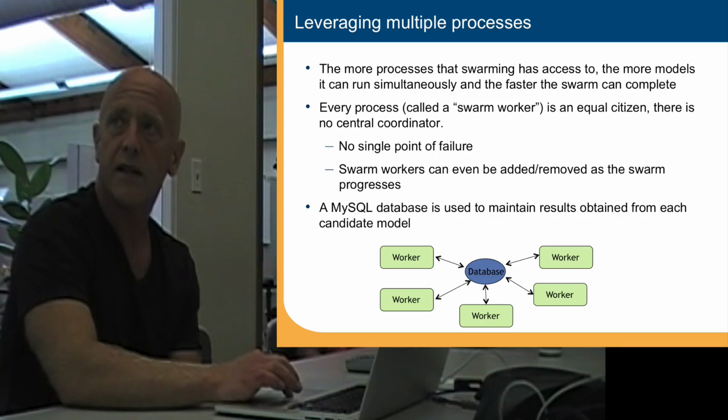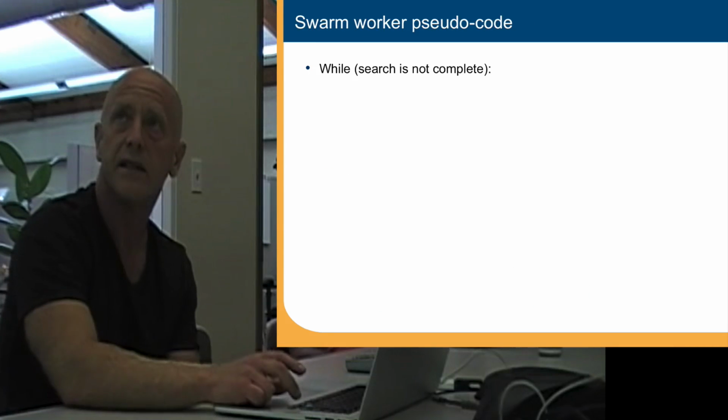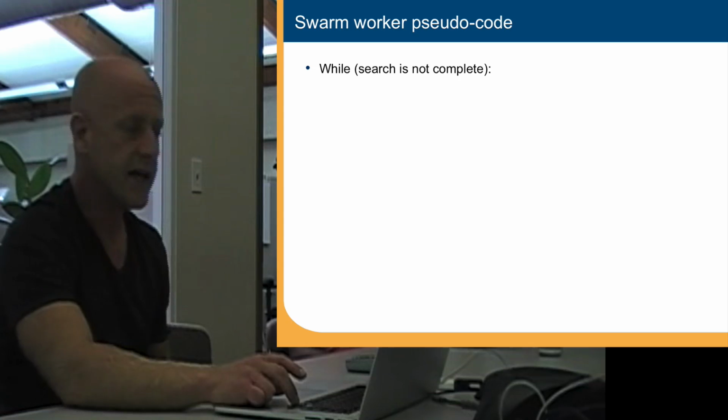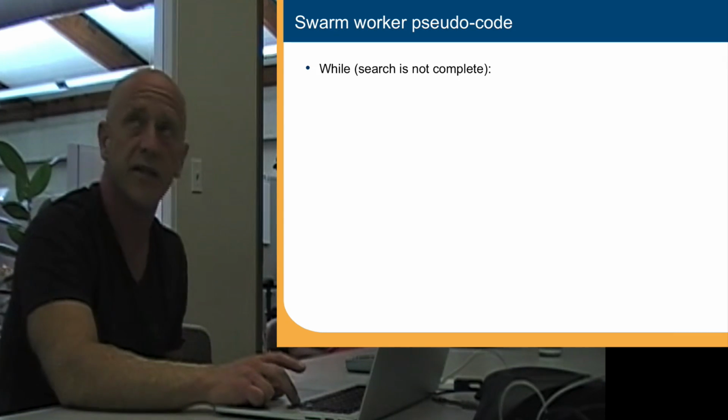They communicate through a database. So all coordination is managed through the data in this database. And I'll talk a little bit about how that is happening. So a typical swarm worker has, I'm going to walk through some pseudocode of what it's doing at a very high level.